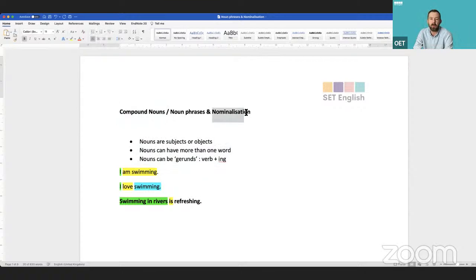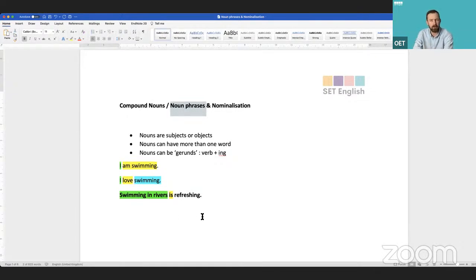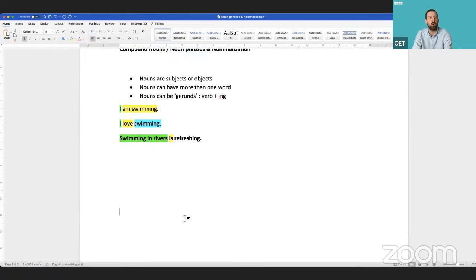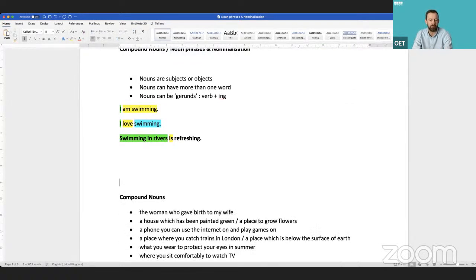And we're going to talk about nominalisation. Nominalisation will build on the idea of noun phrases. It basically means turning certain kinds of verb phrases into nouns. That's the idea of it. And it's very useful in OET writing, and you see it a lot in OET reading. So let's have a look at compound nouns. I've got a small exercise for us to do.